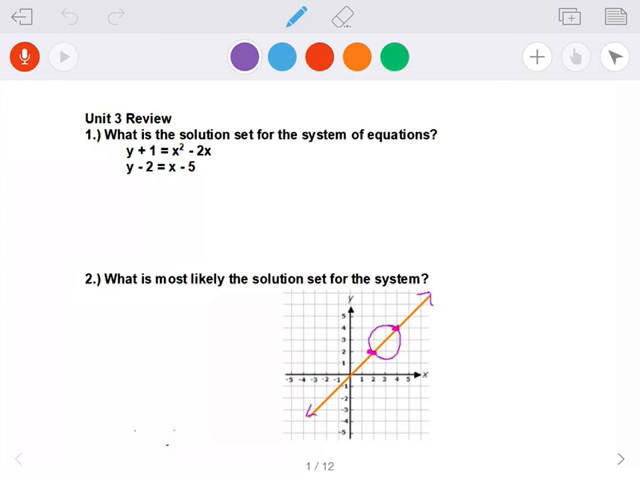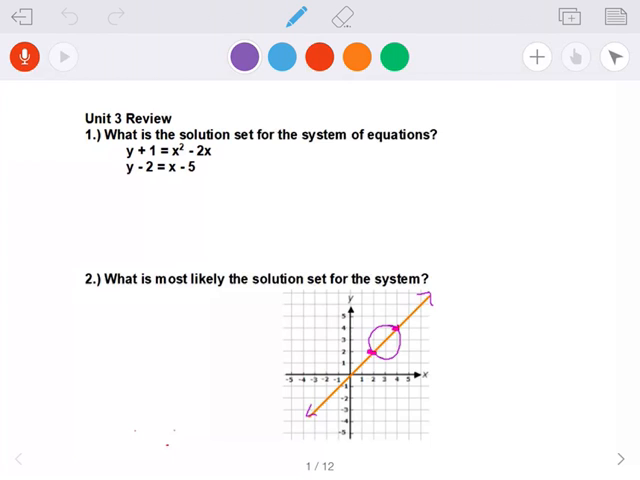All right, we're gonna go ahead and review for the upcoming Unit 3 test. So in saying that, I have prepared some review questions. So first of all, when you are taking the test, you're not required to show your work, so do it the best way possible. That's going to save you the most time. For example, for number 1, what is the solution set for a system of equations?